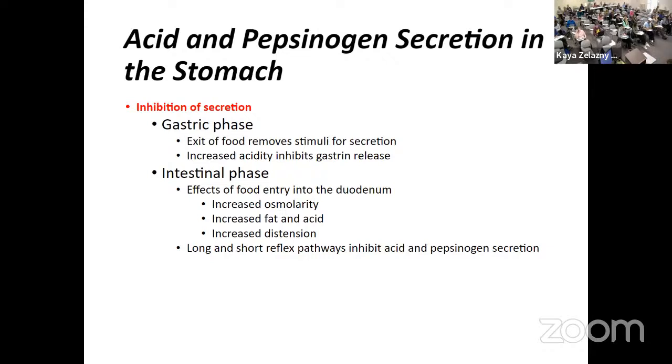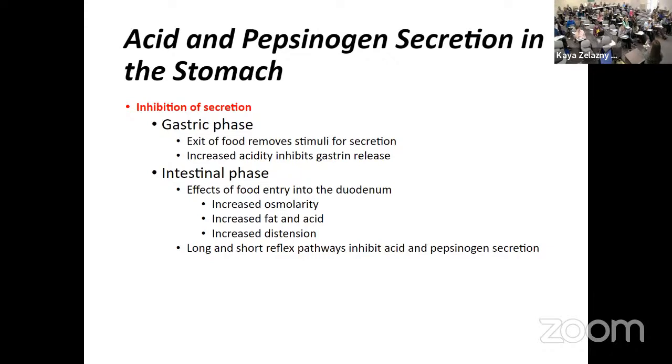So in the stomach, our food has been mixing around with the acid, with the pepsinogen, which is turned into pepsin. We're breaking down some proteins. We're now calling it chyme because it's a bunch of stuff all mixed together. That chyme is going to start slipping into the duodenum, going out our pyloric sphincter. So as that food is exiting, we're removing a bunch of stimuli for the secretion.